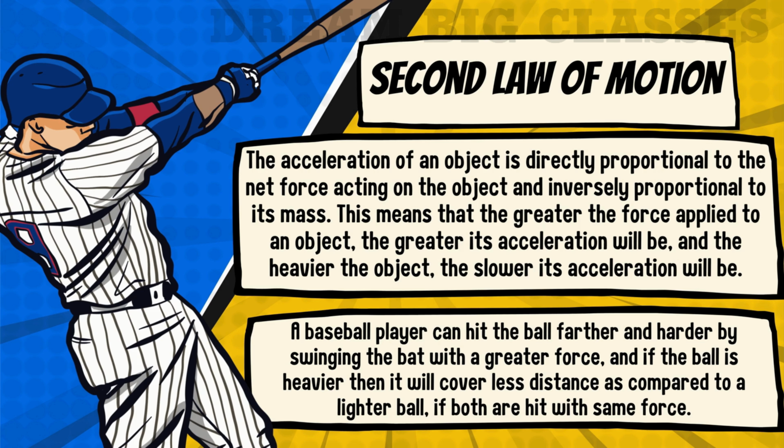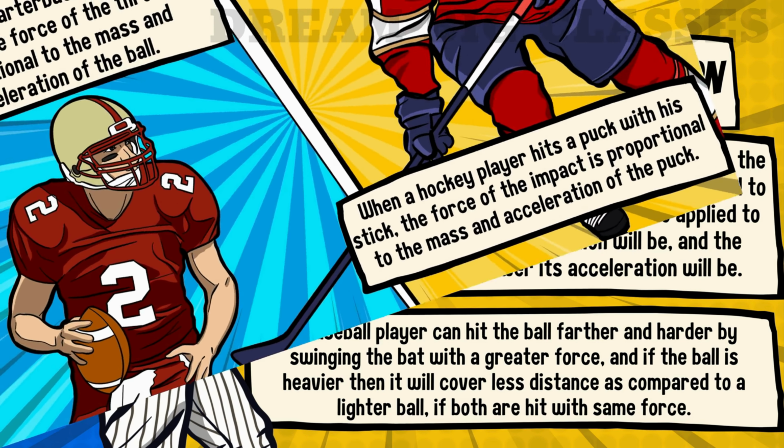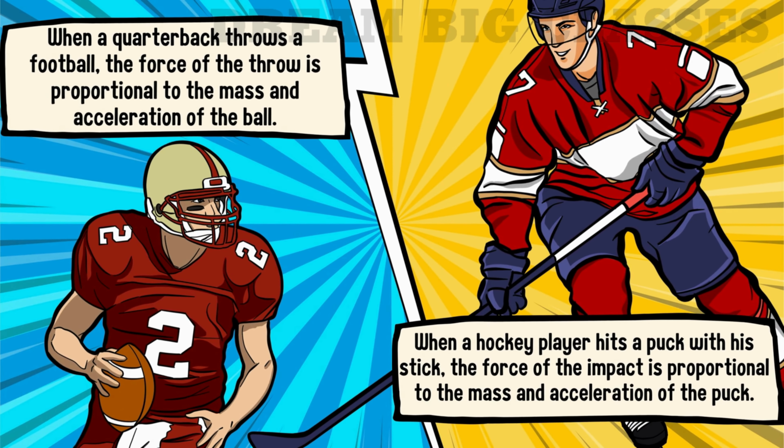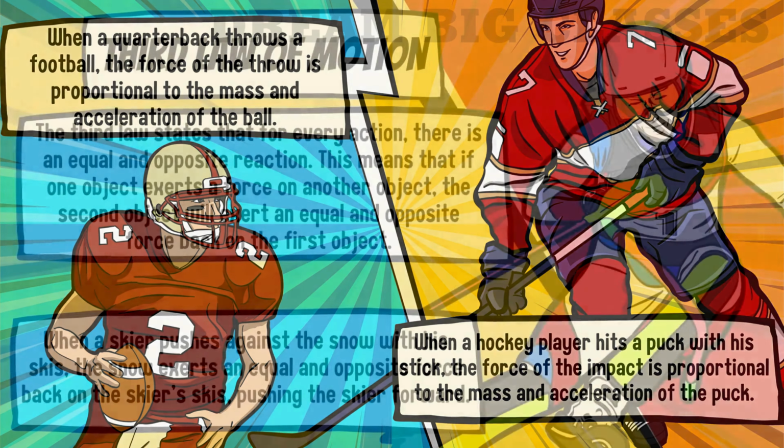An example can be seen in case of baseball. A baseball player can hit the ball farther and harder by swinging the bat with a greater force, and if the ball is heavier, then it will cover less distance as compared to a lighter ball, if both are hit with the same force. Let's see 2 more examples. When a quarterback throws a football, the force of the throw is proportional to the mass and acceleration of the ball. When a hockey player hits a puck with his stick, the force of the impact is proportional to the mass and acceleration of the puck.